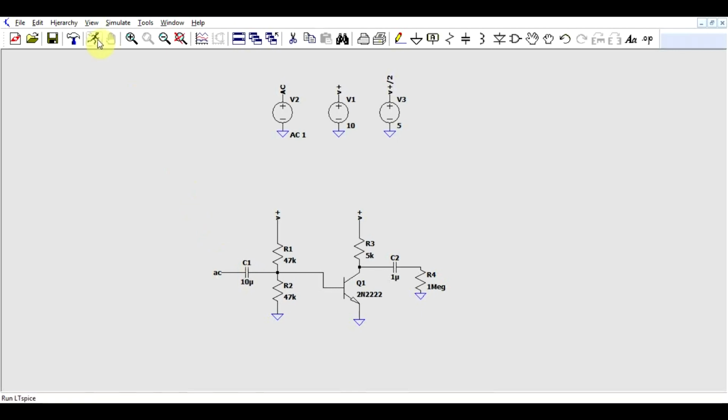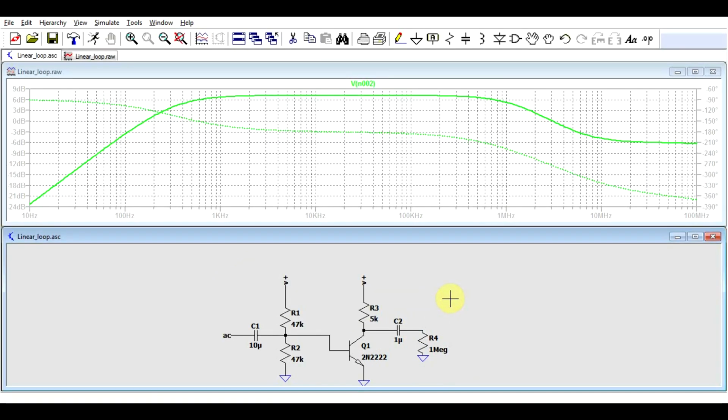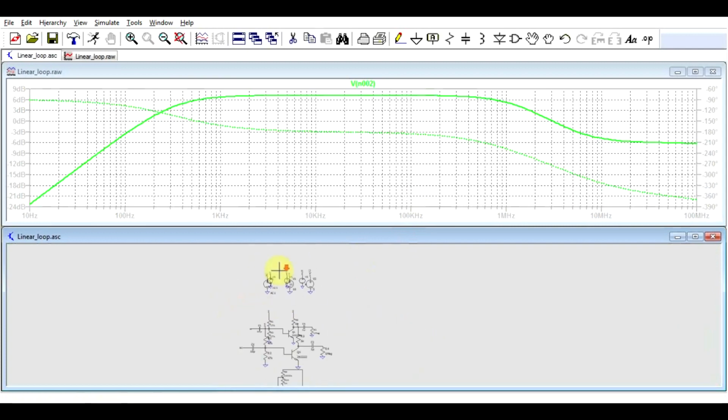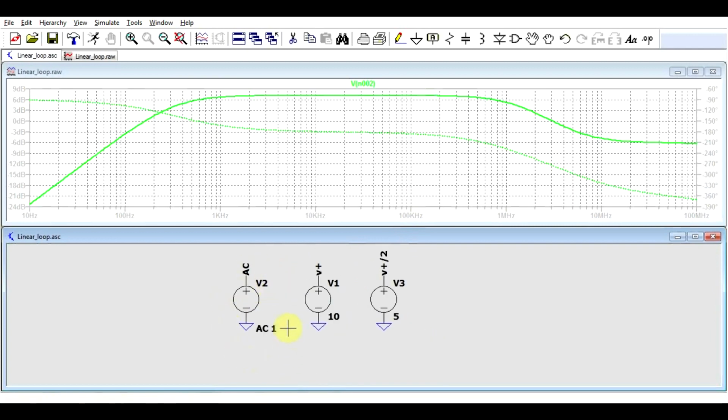and the input. Now we can simulate this, and this is basically the typical AC type of analysis performed in LTspice. You've got your output gain plotted with a solid line and the output phase plotted with a dotted line. And this is in reference to the input signal, which I've got right here, so this AC1.